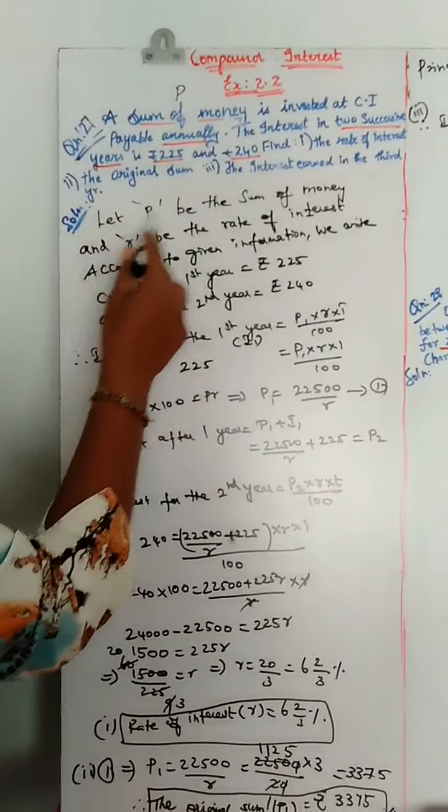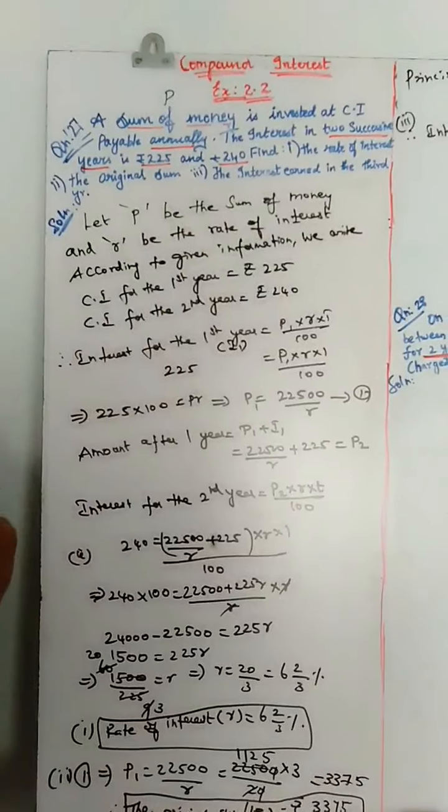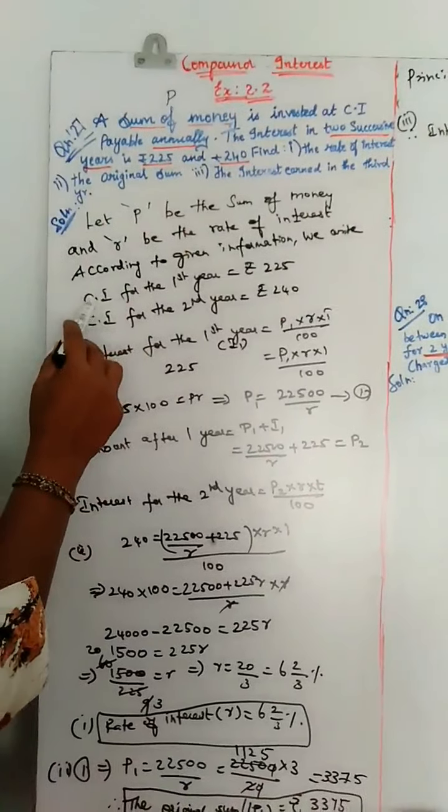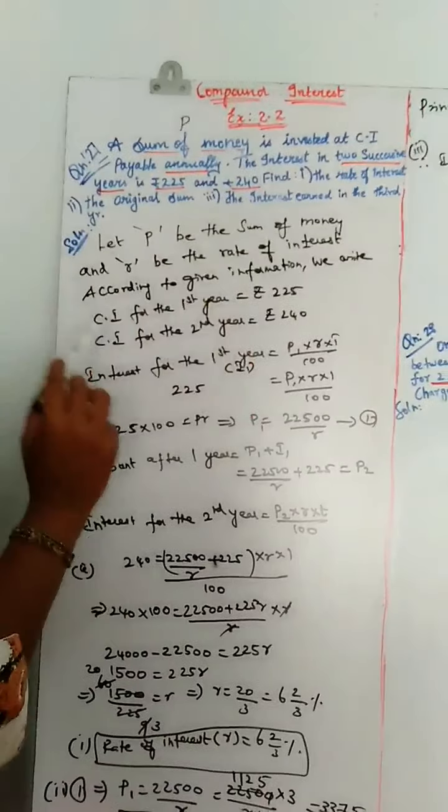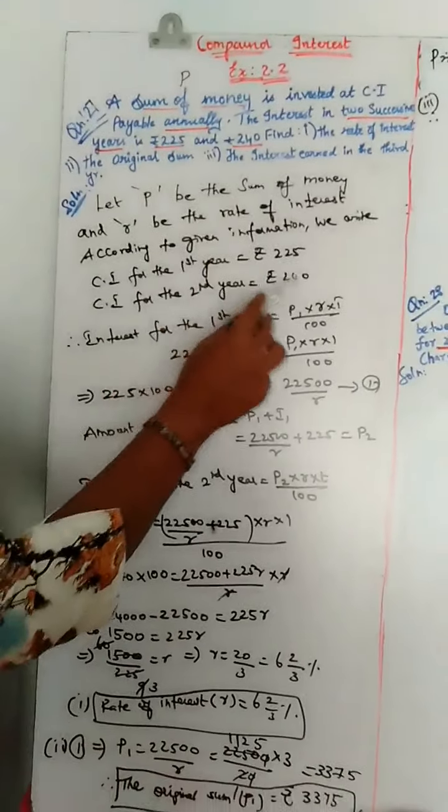So we are assuming P as the sum of money and R as the rate of interest. According to the given information, CI for the first year is equal to 225, and CI for the second year is equal to 240.